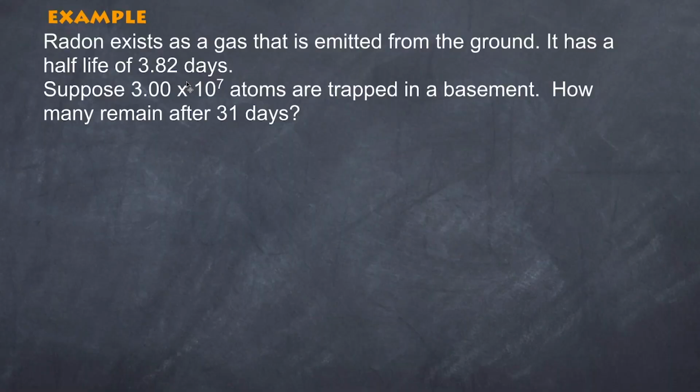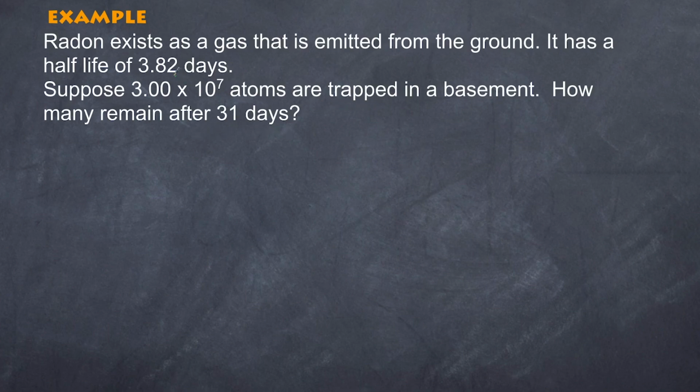So now let's look at an example of calculation involving radioactivity. Let's say we talk about radon. Radon is a radioactive gas that is emitted by the ground, but we're not particularly worried because the amount that is released is relatively small. It has a half-life of 3.82 days. Now suppose in a basement we have 3 by 10 to the power of 7 atoms that are trapped there. How many remain after 31 days?